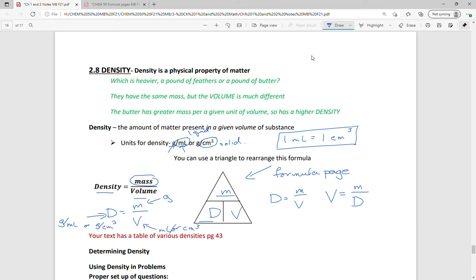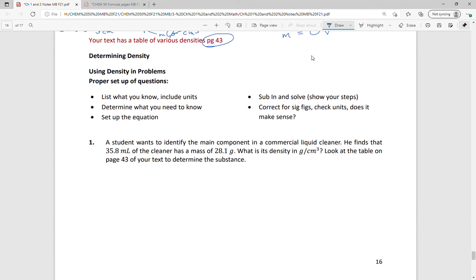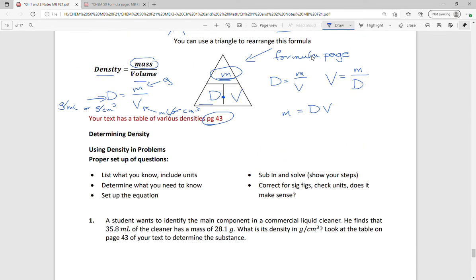And similarly, if I wanted to solve for mass, I could take a look at the relationship between the other two, and it's multiplication between those. So the third arrangement of this formula is that mass equals density times volume. It's a way of rearranging a simple formula into its different iterations so that you could calculate an unknown if you knew the other two things. Your textbook has a great resource on page 43. We're also going to talk about density in the first lab and use our measurement skills. And so all of our density questions are going to use these formulas.